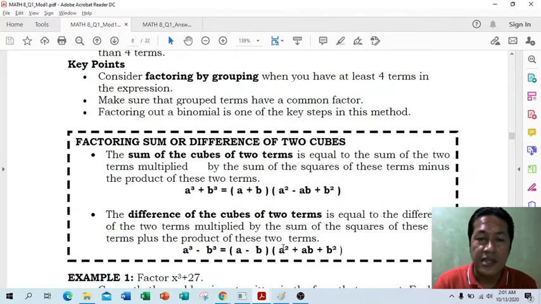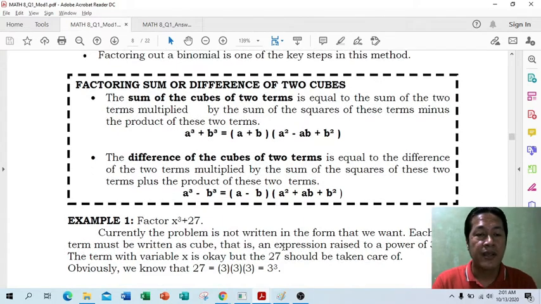Okay, next. Another topic na ito. Factoring sum or difference of two cubes. Now, the sum of the cubes of two terms is equal to the sum of the two terms multiplied with the sum of the squares of these terms minus the product of these two terms. A cube plus B cube. Ito yung formula na equals A plus B times A squared minus AB plus B squared.